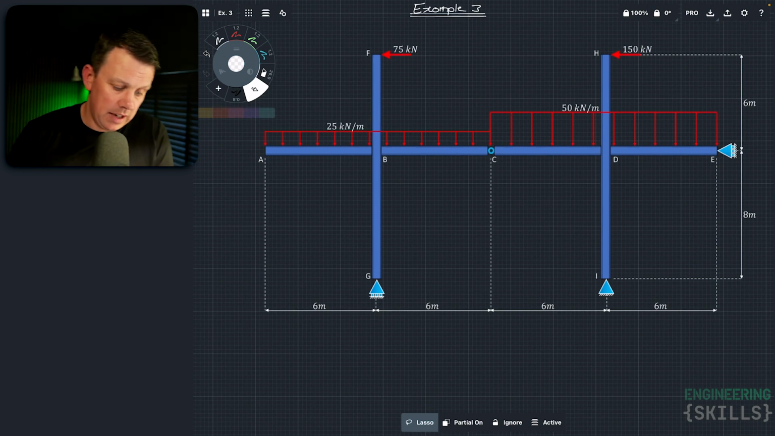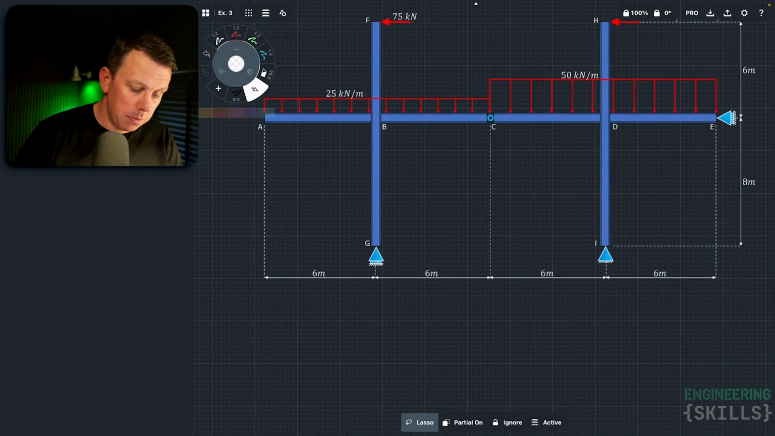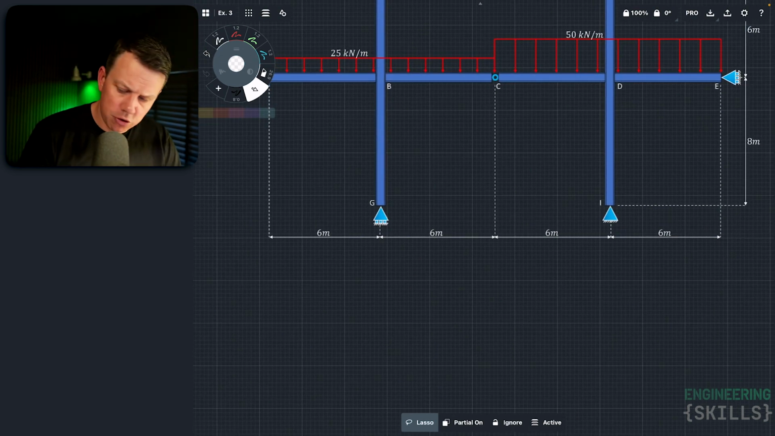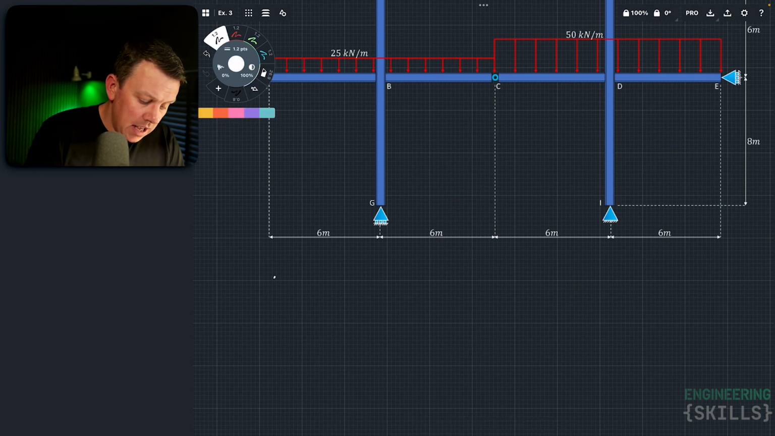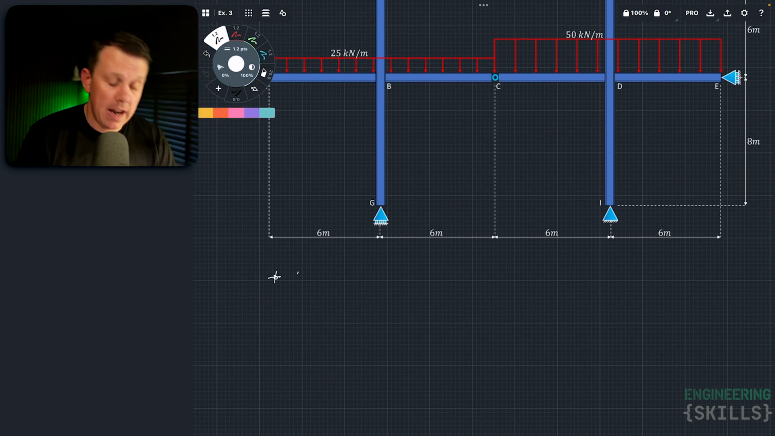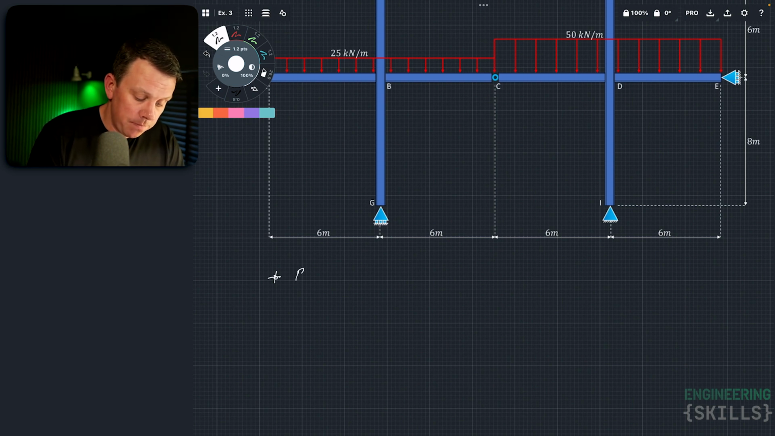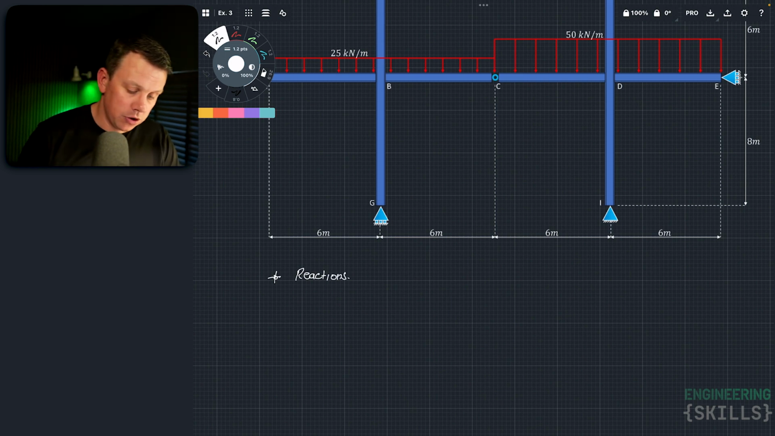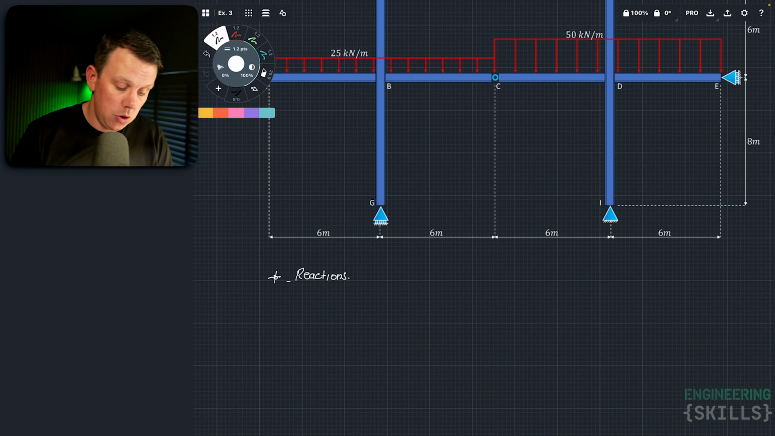So let's not bother writing out a note on determinacy because we've seen that before. Let's just jump straight in here and start calculating our support reactions. Now, like any structure that has a hinge in it, when you're going to determine the reactions, you want to break the structure at the hinge. So that's what we're going to do. And when we break the structure at the hinge, we're going to consider the left-hand substructure first. You could consider the right-hand one. You don't have to do one or the other. I'm just choosing the left one.